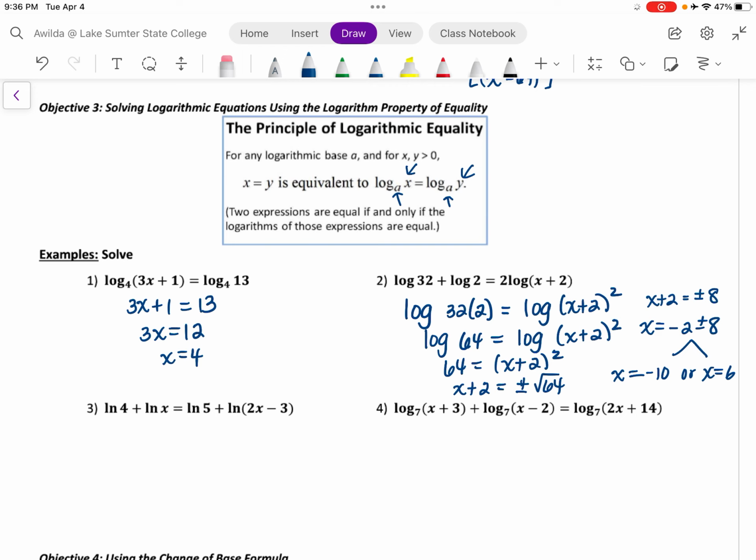On the right-hand side, we have natural logarithm of 5 plus the natural logarithm of 2x minus 3. We're going to use the product rule on both sides. On the left, we'll write this as the natural logarithm of 4 times x. On the right, we have the natural logarithm of 5 times 2x minus 3. The two logarithms are equal and they have equal bases, therefore their arguments must be equal.